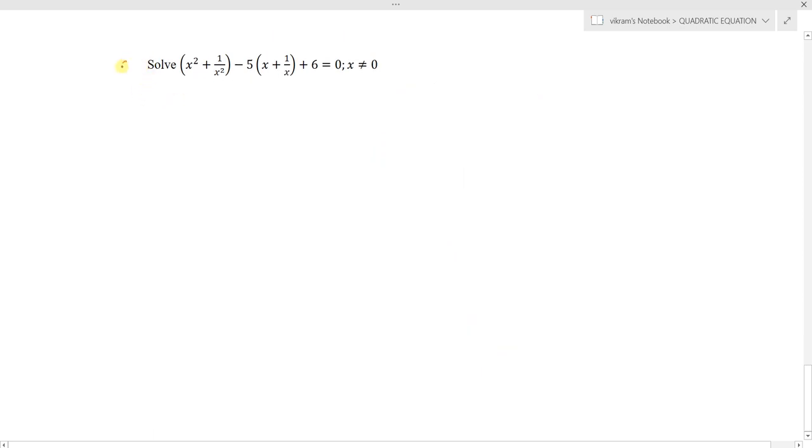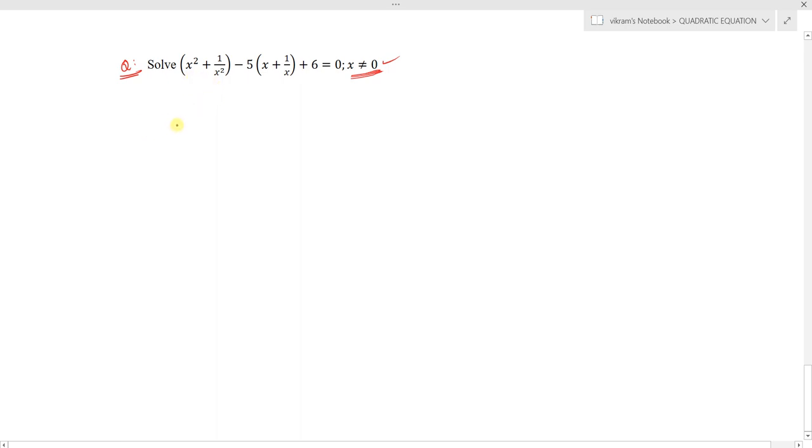And the next question is: solve x square plus 1 by x square minus 5 times x plus 1 by x plus 6 equals 0, where x not equal to 0. Why has he given this condition? If x equals 0, 1 by x is not defined, so that's why he has given the condition x not equal to 0. Now, how to solve this equation?